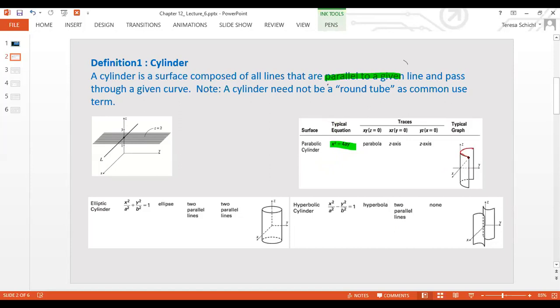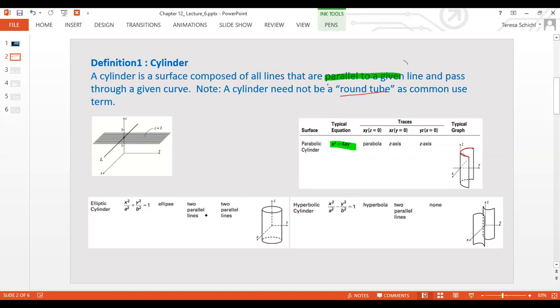So basically, if you just look at x and y, without the z, it's a parabola on the xy plane. That's why this is a cylinder. It's kind of a little weird, right? It's not like the typical round tube, but that's why we generalize it.